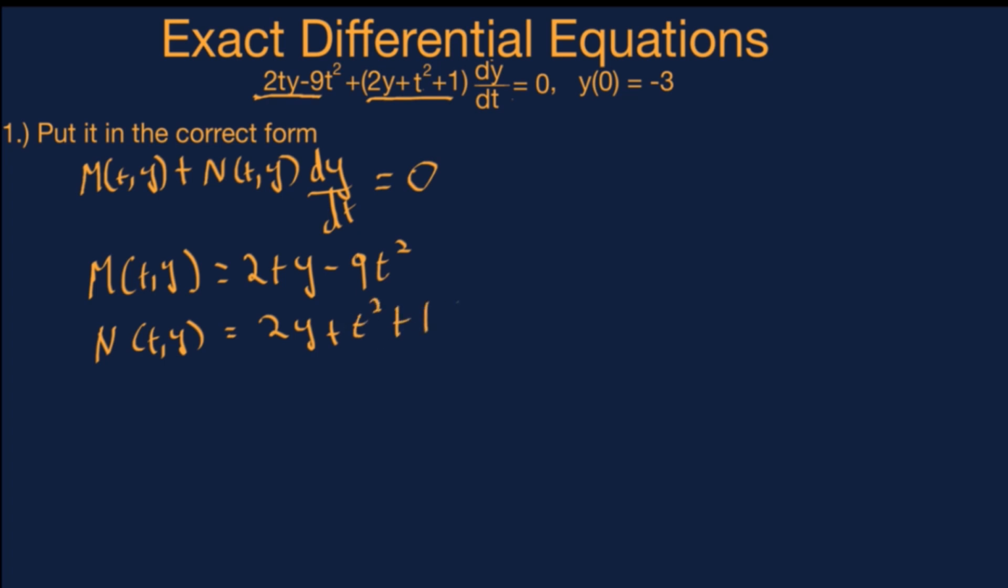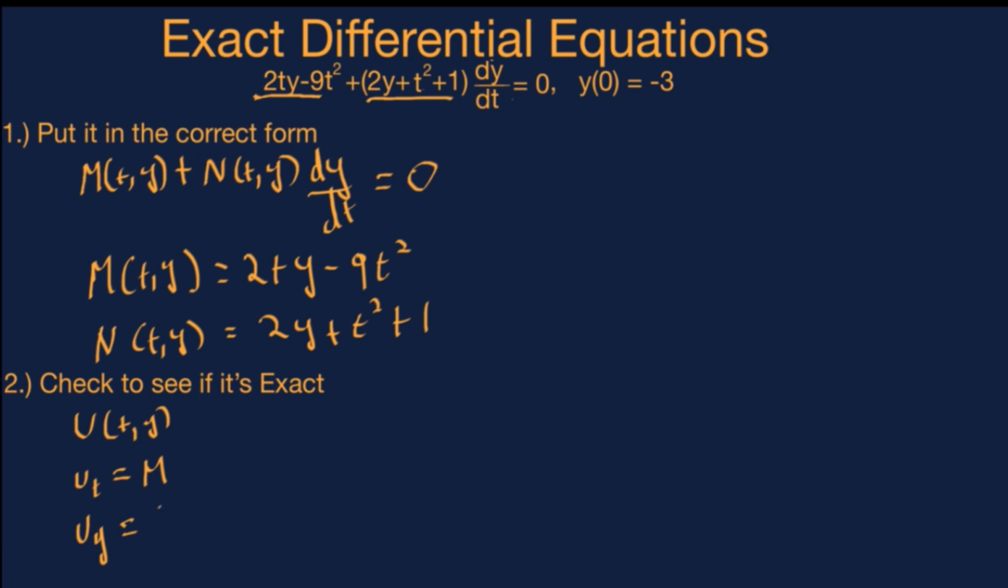If you have your equation in the correct form, the next thing you need to do is a quick test to see if it's an exact differential equation. And remember that we said if the equation is an exact differential equation, then there has to be some special function that we called u of t and y, such that its partial derivative with respect to t is the function m in the equation, and its partial derivative with respect to y is the function n.